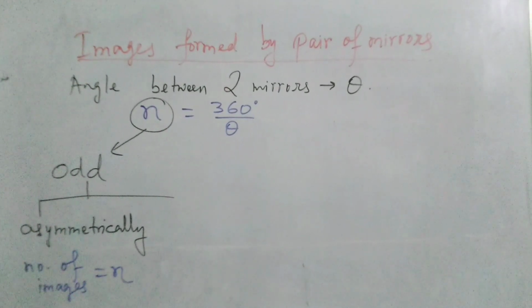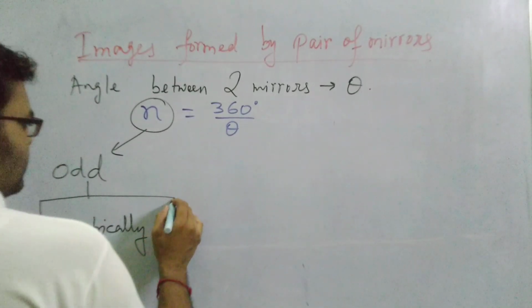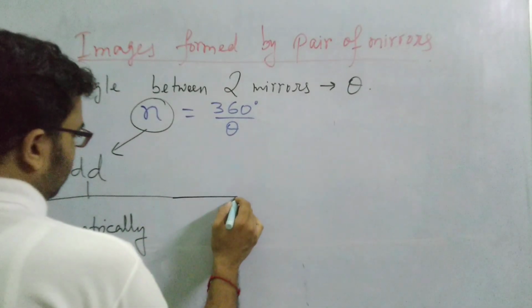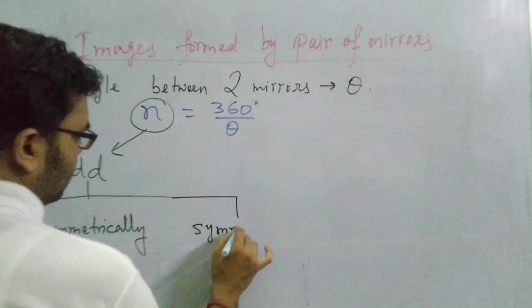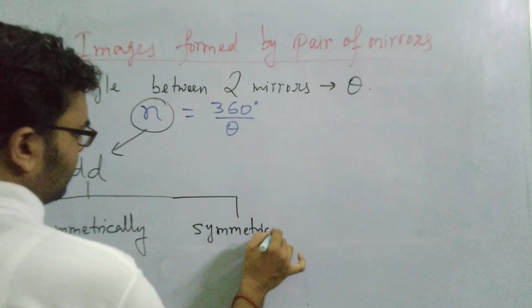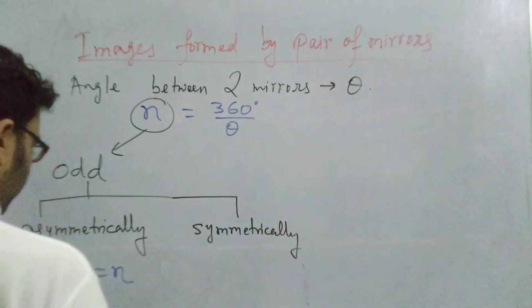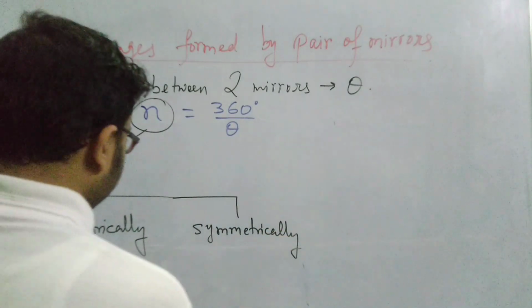Now when the object is kept symmetrically, and n comes out to be an odd number, what will be the number of images formed? In that case, the number of images formed will be n minus 1.